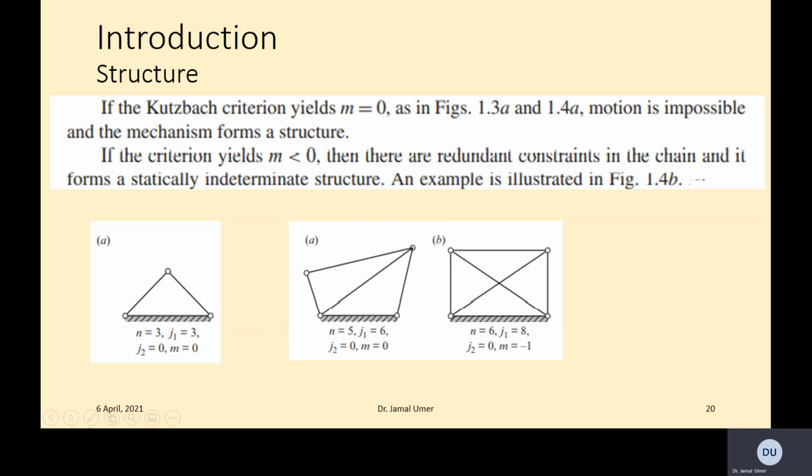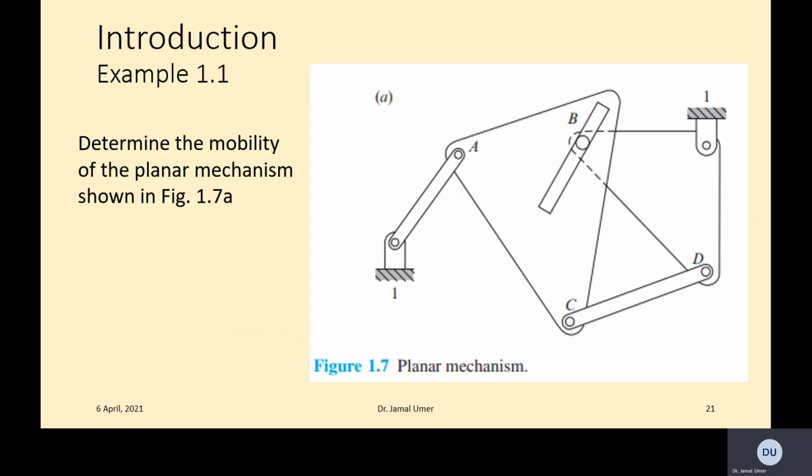Okay, so that must be the definition of structure. For example, we can work out by using the same relation. All right, so now we have a couple of examples, where we are being asked to find out the mobility of a planar mechanism. These problems are planar mechanisms, so it's like 2-dimensional movement in one plane. It's not 3-dimensional.